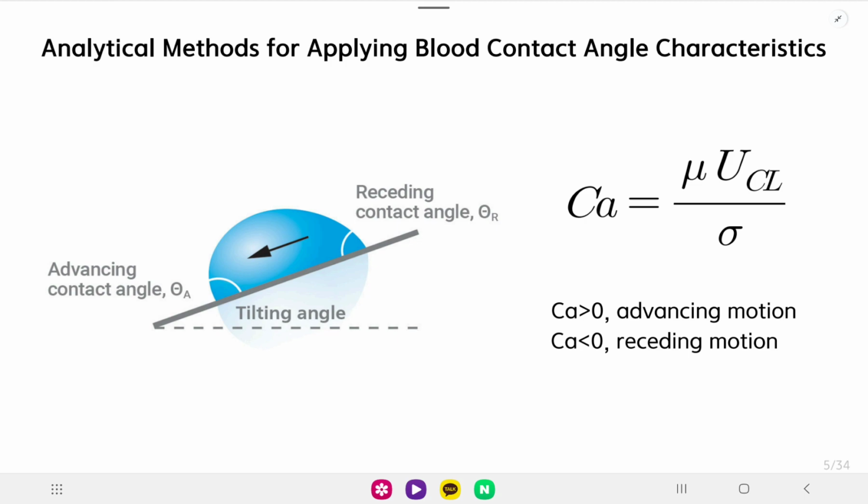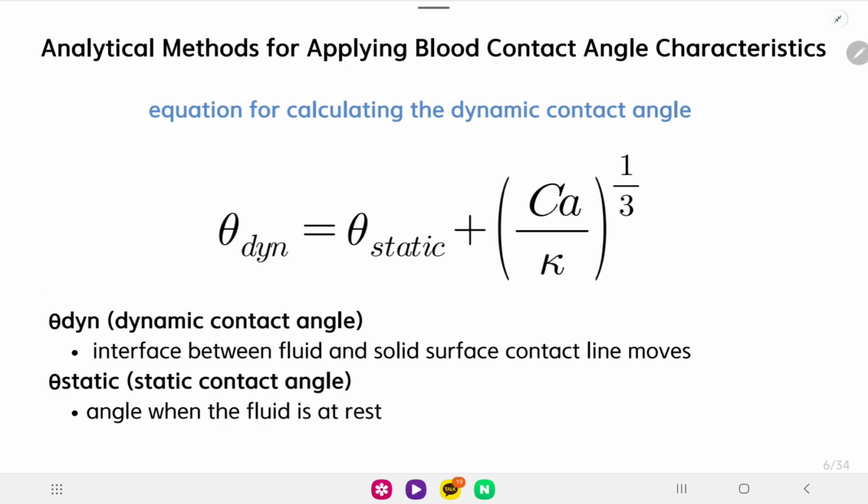Here, U_CL represents the velocity of the contact line of the droplet on the solid surface. When the capillary number is positive, it indicates that the contact line is undergoing advancing motion, whereas the negative value signifies receding motion. This equation provides a model for calculating the dynamic contact angle based on the capillary number we interpreted beforehand. It describes how the contact angle changes as the fluid moves, allowing for the prediction of dynamic contact angle variations. When the contact line moves, the dynamic contact angle at the interface between the fluid and the solid surface starts from the static contact angle, which represents the contact angle when the fluid is at rest.